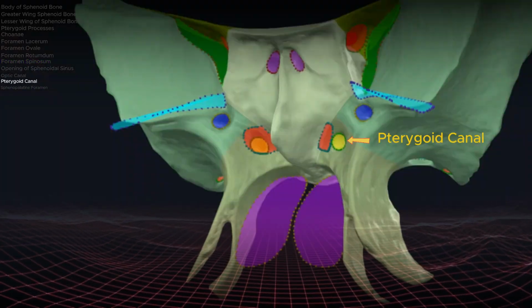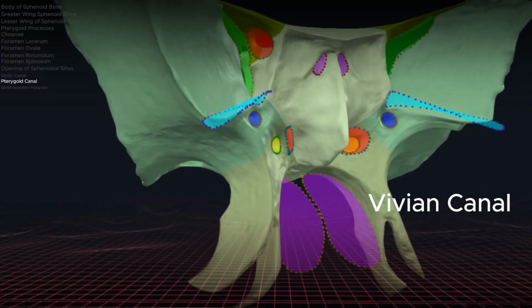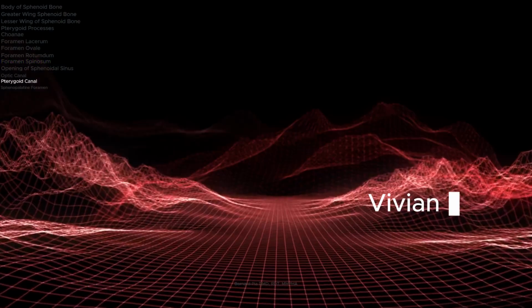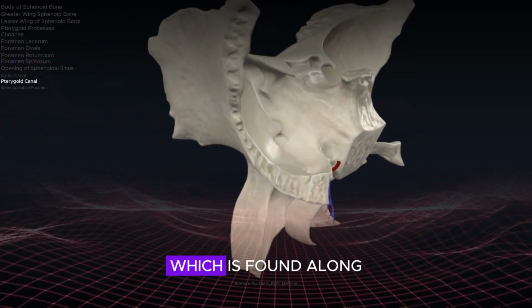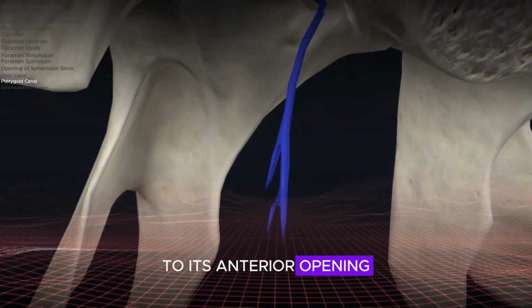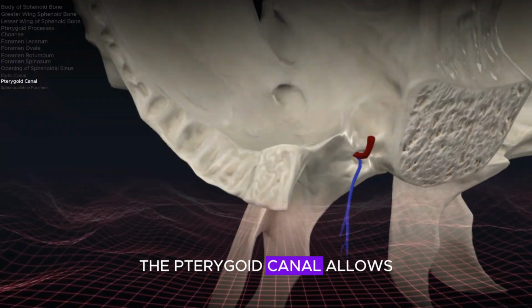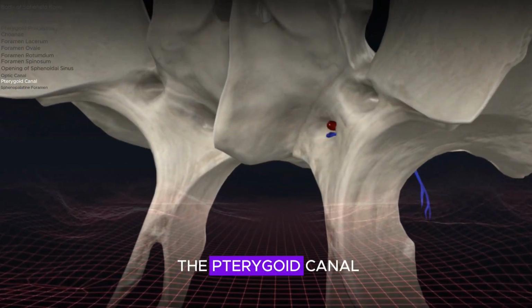The pterygoid canal, also known as Vidian canal, is a tubular passage found in each pterygoid process of the sphenoid bone. It extends anteriorly from its posterior opening, which is found along the foramen lacerum, to its anterior opening, which is found in the pterygopalatine fossa. The pterygoid canal allows for the passage of the artery, vein, and nerve of the pterygoid canal.